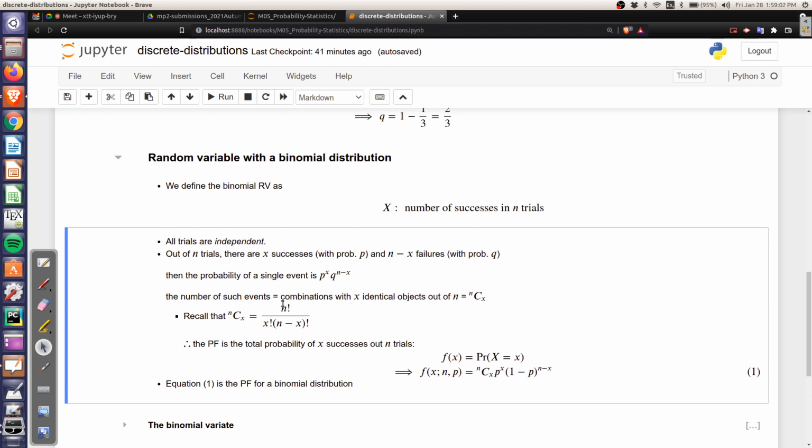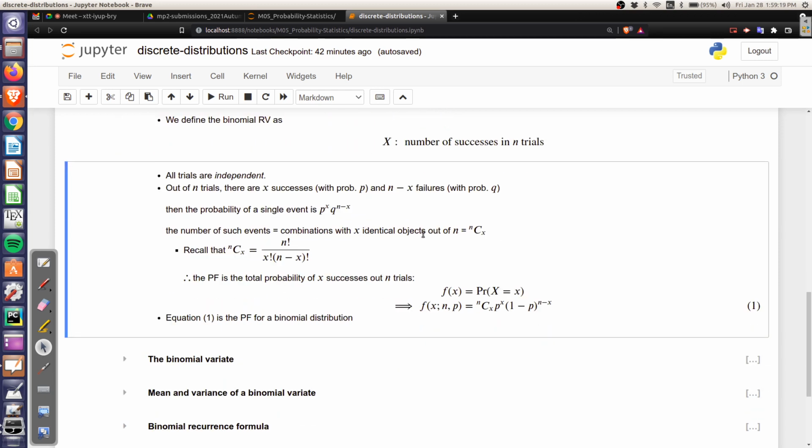Then there is also the question: how many such events can we have? In other words, how many combinations can I take out of n such trials? What are the different ways by which I can get x successes? If you want to understand this, what are the combinations of x identical objects out of n? This is what I'm talking about.